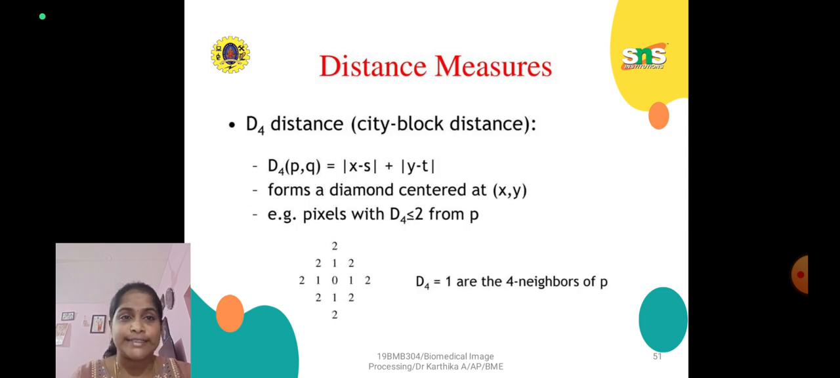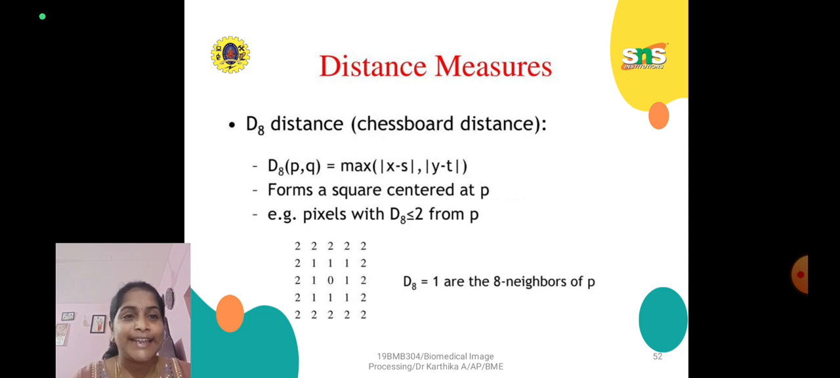See the D4 distance, city block distance. D4 of P,Q is equal to modulus of x minus s plus modulus of y minus t. It forms a diamond centered at x,y. Example, pixels with a D4 less than or equal to 2 from P. See the example, it forms a diamond centered at x,y. D4 equal to 1 are the 4 neighbors of P.